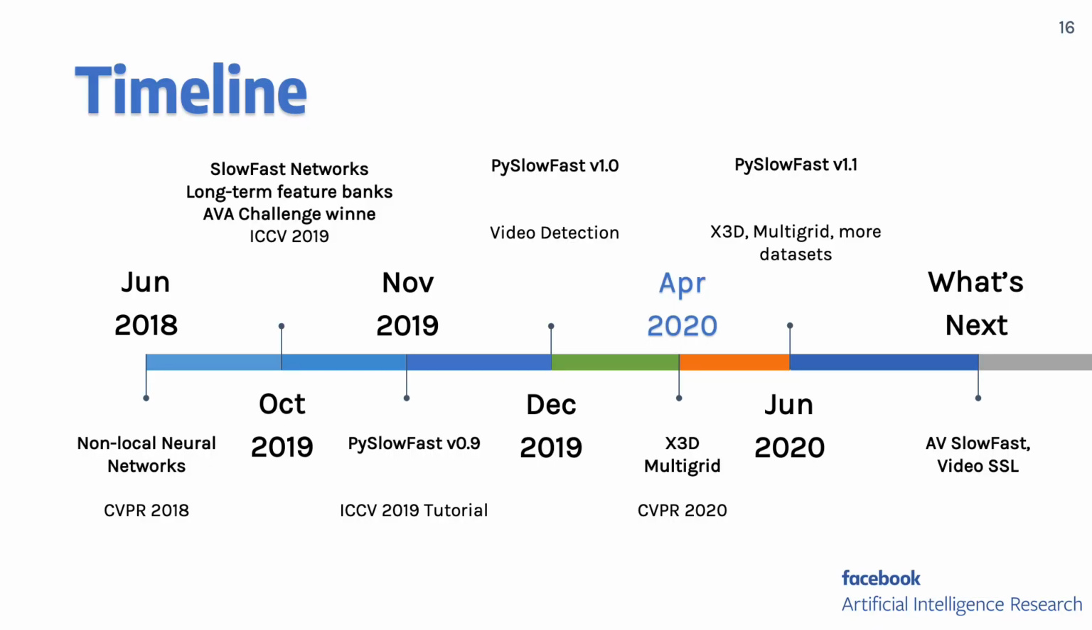Then next year, there are two papers from the team that got accepted by CVPR 2020 as oral papers. The first one is the X3D network, expanding architectures for efficient video recognition, a family of efficient video networks that progressively expand a tiny 2D image classification architecture along multiple network axes in space, time, width, and depth. And we also have the paper on multigrid, a multigrid method for efficiently training video models, a simple effective method that significantly speeds up the training speed.